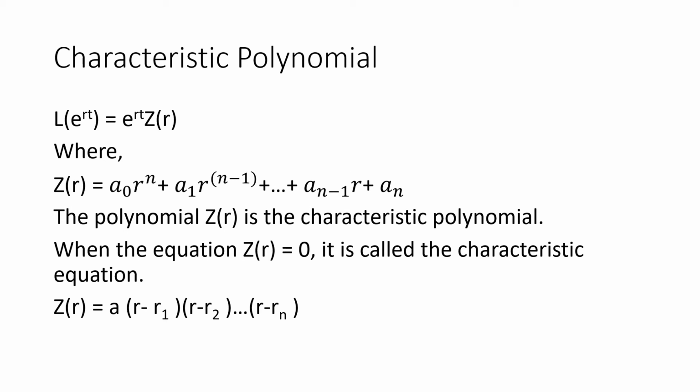So the characteristic polynomial is the polynomial Z(r), specifically is called the characteristic polynomial. When Z(r) is equal to 0, it becomes the characteristic equation for that differential equation. A polynomial of degree n has n zeros. So this allows for this equation to be written like this, and they're still equal to each other, and they're both ways to display the characteristic polynomial.